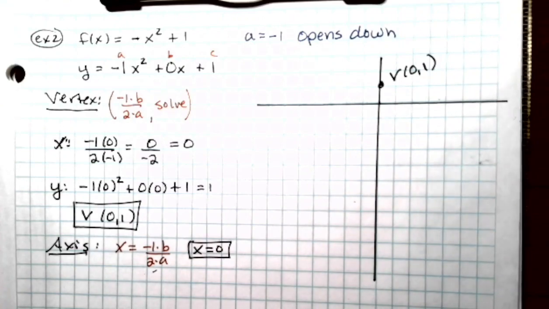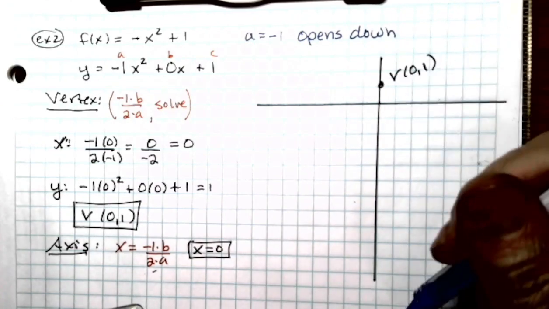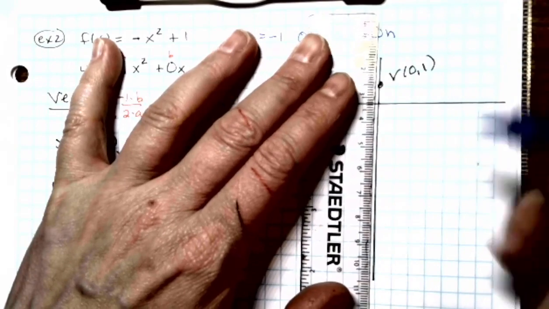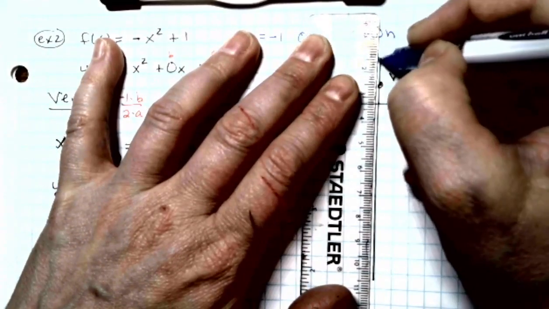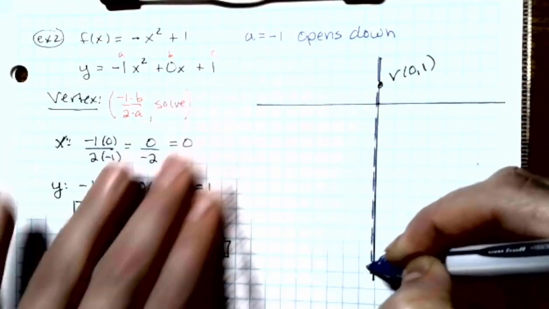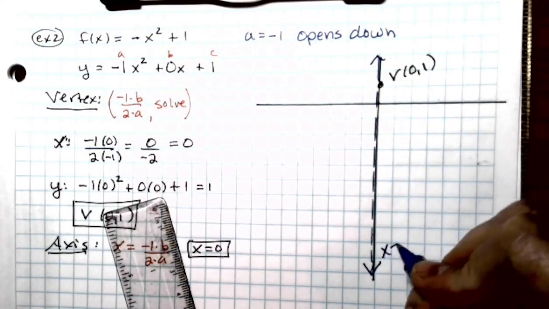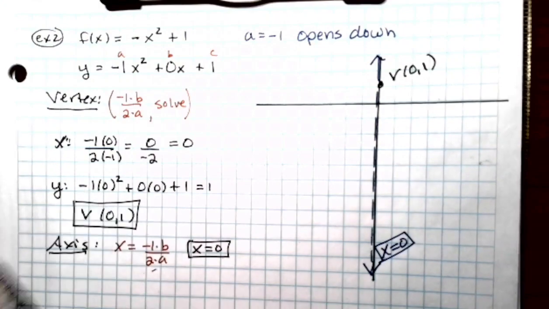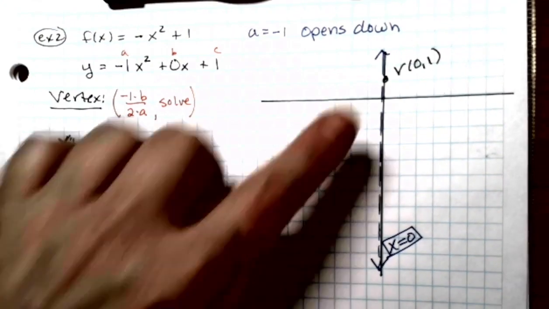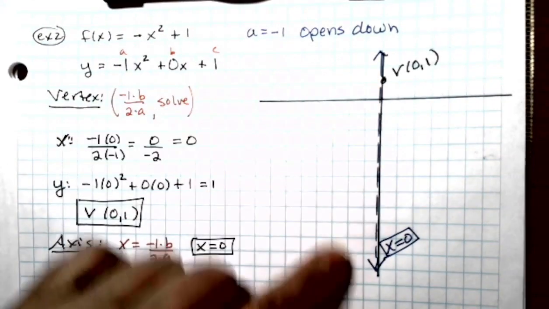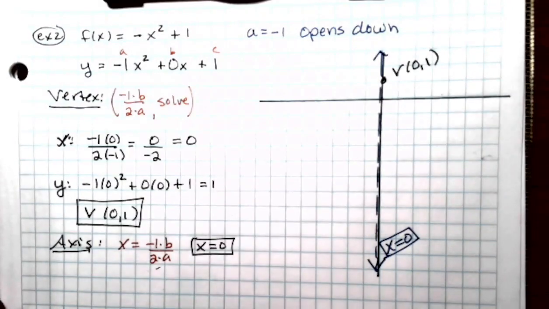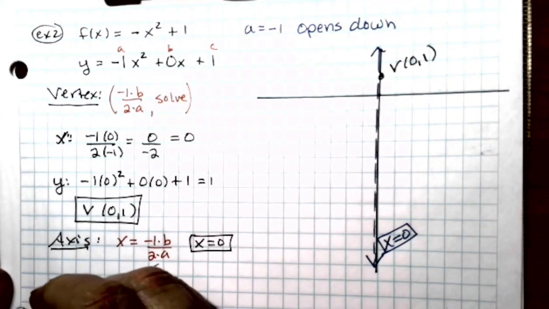Now, when your axis of symmetry cuts right down an axis, what you have to do is offset your ruler just slightly so that when you draw your dashes, you can still see them. And this is the line x equals 0. Okay, so we have our vertex, we have our axis of symmetry, we know this opens downward. We're ready to find our points.